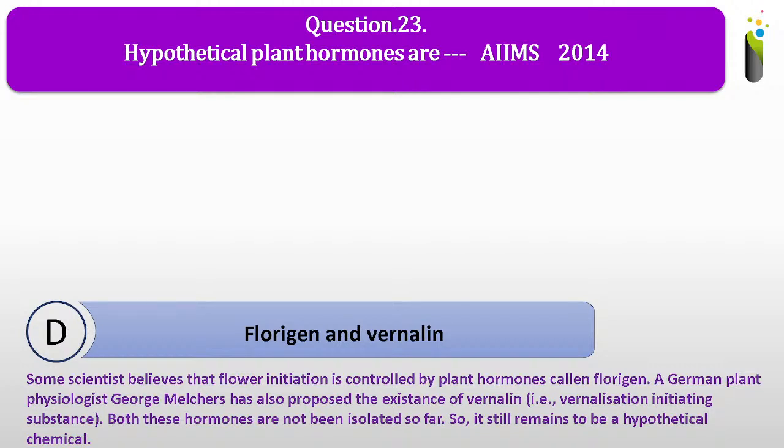So if at all vanillin does not come as an option, then and only then your answer would be only Florigen. But when these are the options given, your answer should be Florigen and vanillin. I hope this is understood.